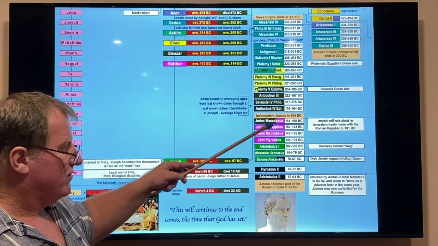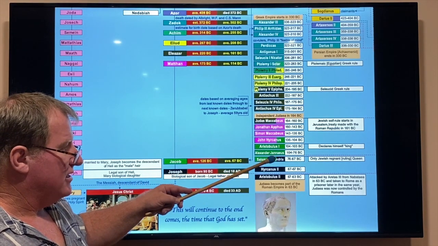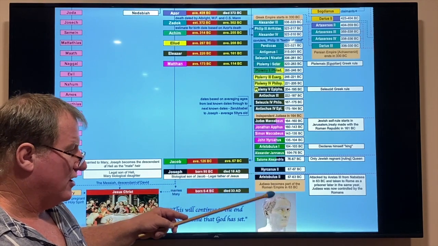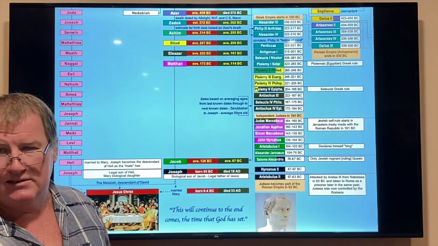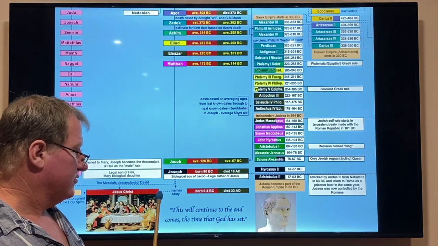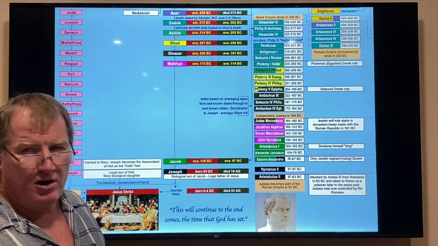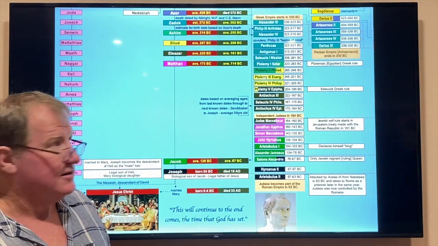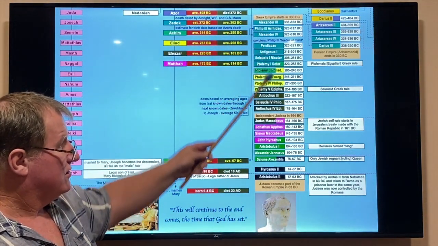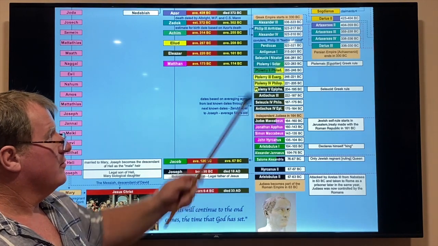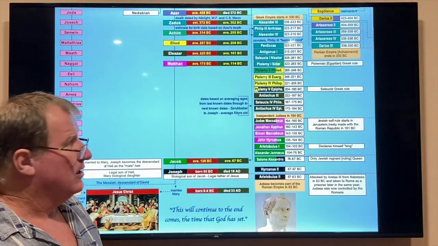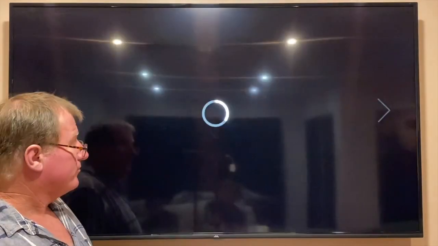and then we have the period of the Maccabees, and then at the end of the period of the Maccabees, who comes along but the Roman Empire in 63 BC, and of course when Jesus was born, the Roman Empire is already in place. And so this is the chart and the descendants that will follow by name, and we'll explain each of them as we're going along.